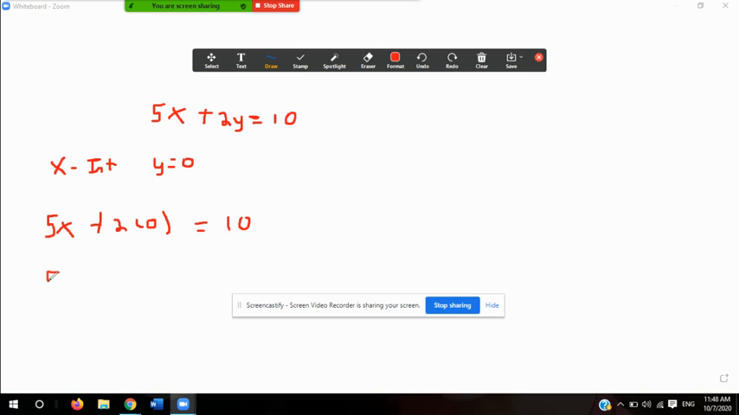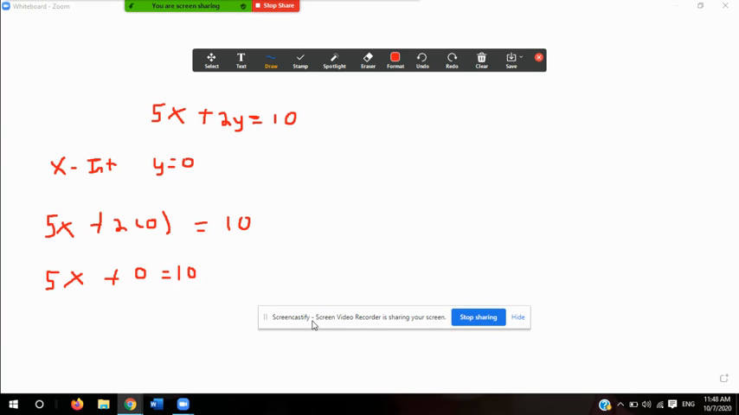Now, you can include the 0 and do the extra step or not. It really won't make a difference because technically when you have a 0, it doesn't have any value, right? But just for the benefit of those students who need to see that extra step, I'm going to go ahead and do it. But again, it's not a requirement. So 5x plus 0 equals 10. You could just basically move the 0 to the other side and change the operation. So we would say 5x equals 10 minus 0.